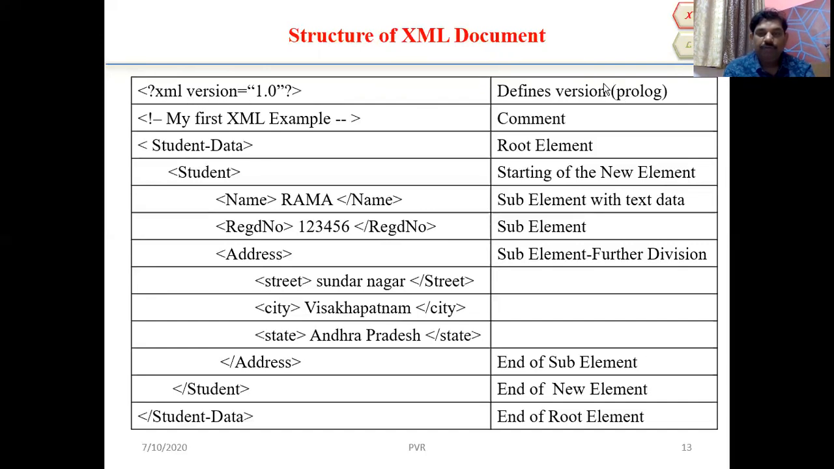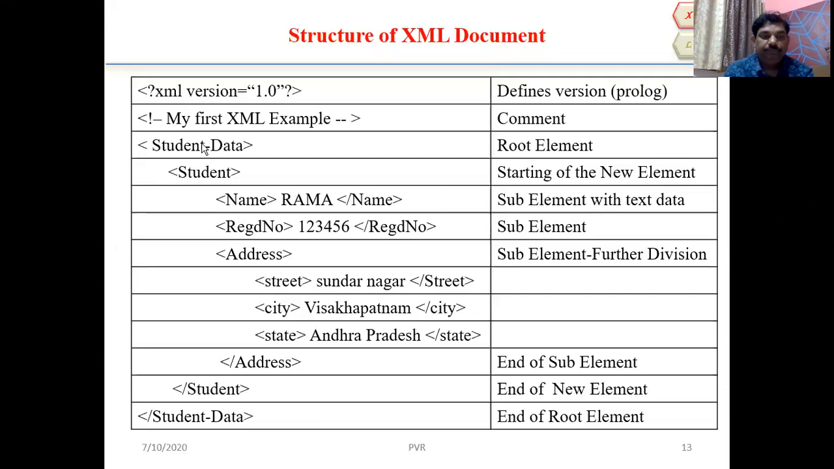Define the version of Prolog. It says that version is 1.0. Here we are writing the comment. We can write the comment or we cannot, no problem. Here we are using the less than exclamatory mark. My first XML example with greater than, and this is the comment. Depending upon our wish, we can write the comment or not, no problem.